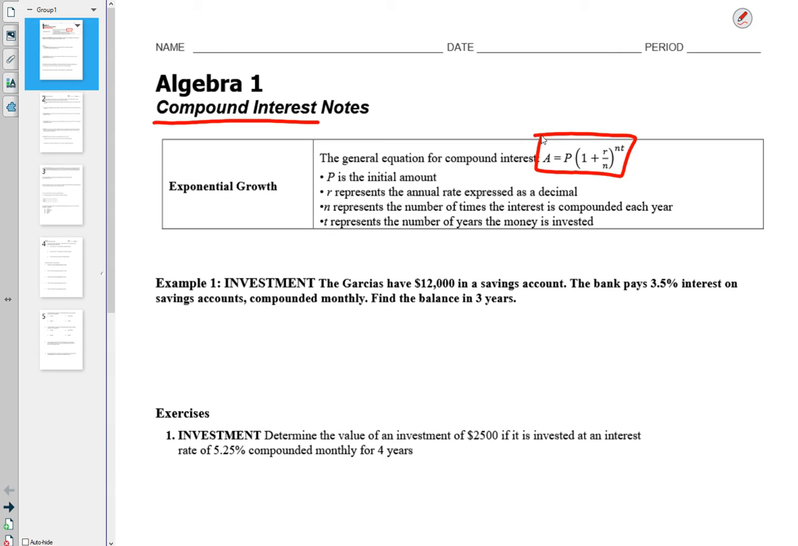Nobody here knows what interest is? Okay, that's pretty good. I'll clean that up a bit, but yes, that's pretty good. Interest is a fee for borrowing money.